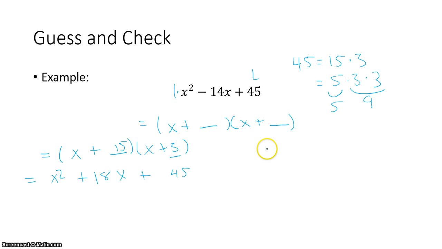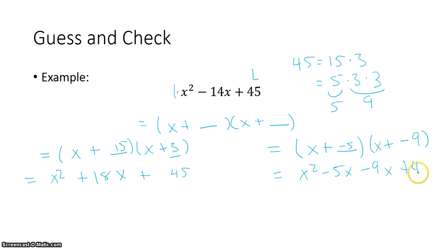So let's try this side. We'll try x plus negative 5, we can do that, and x plus negative 9. And sure enough, when we FOIL this back out, we get x squared minus 5x minus 9x plus 45, giving us what we started with. So you may need to mess around with the signs of the numbers that you're guessing with to make it work.